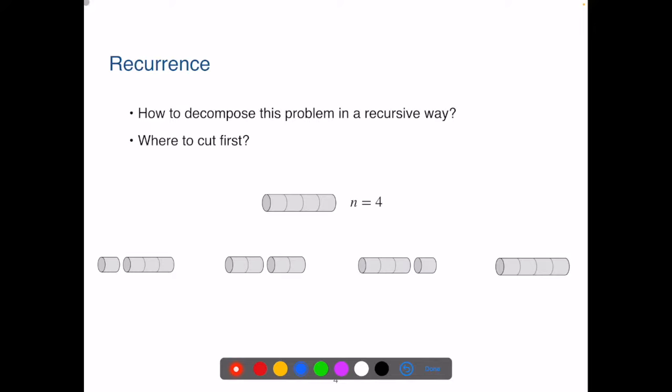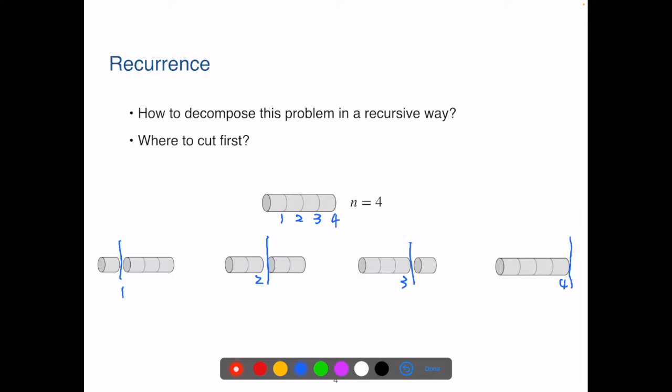To reduce the original problem to smaller subproblems, we can look at where we perform the first cut. We denote each possible cut position based on its distance in inches from the left end of the rod. So we say, this is the first position, this is the second, this is the third, this is the fourth. For this example here, there are 4 possible places where we do the first cut: at position 1, at position 2, at position 3, or at position 4, which means we don't cut it at all.